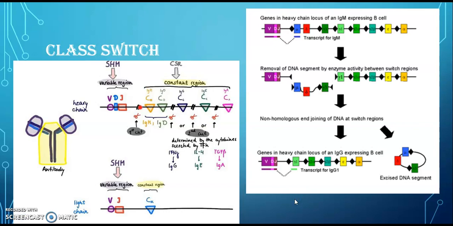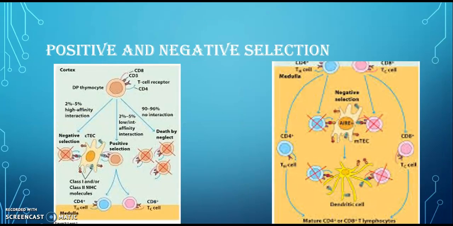Okay, so now we're going to go on to positive and negative selection. This has to do with T cell development. So this is positive and negative selection for thymocytes. T cells are born in the bone marrow, that's where they're created, and they move through the blood to the thymic cortex, which is the outer region of the thymus gland. This is where they become educated.